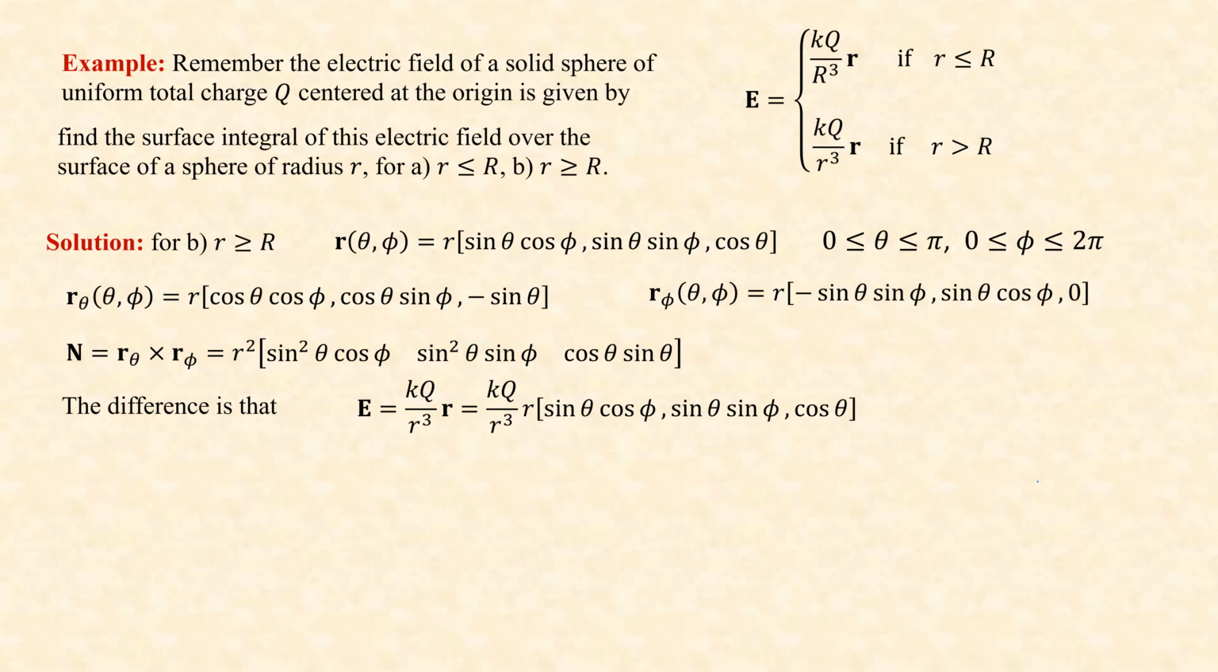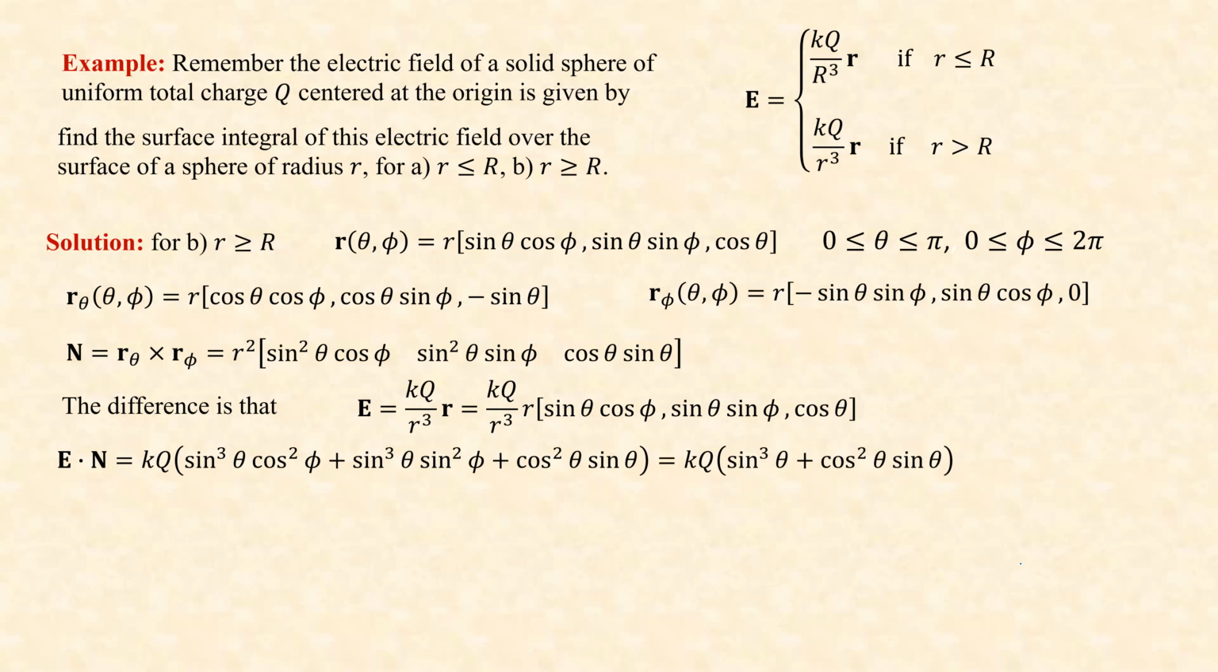So now what is E dot n? See, E dot n, this r squared and this r becomes r cubed, cancels that, we just get kQ. And the rest is the same. We get sine cubed cosine squared, sine cubed sine squared phi, and cosine squared sine theta. And then again, this simplifies. The first two become just sine cubed, and then it becomes just sine. Right? So kQ sine theta.